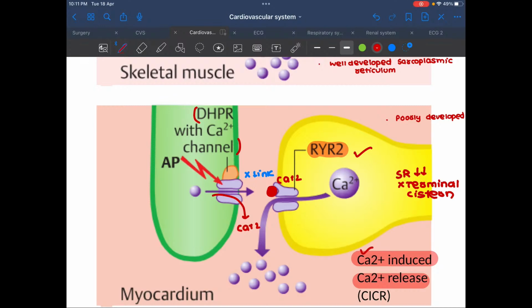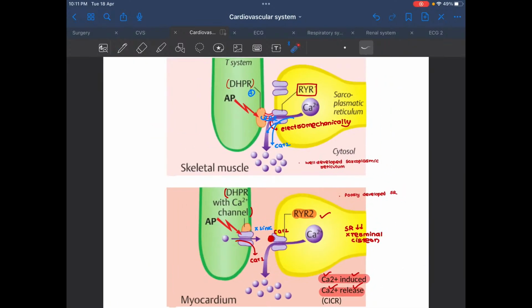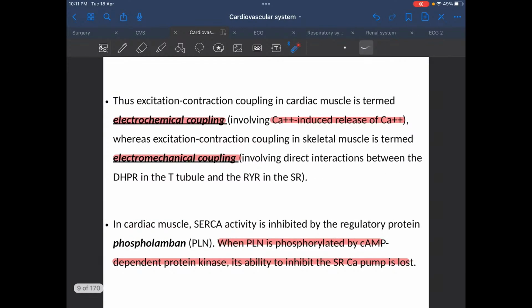So that's known as calcium-induced calcium release, CICR. When I say electromechanical coupling, that happens in the skeletal muscle. When I say electrochemical coupling, because this ligand is a chemical, that's your calcium, then that is in the case of your myocardium. Okay? So let's just see. We have electrochemical coupling involving calcium-induced calcium release in the case of your cardiac muscles, and you had electromechanical coupling, that is why the DHPR and the ryanodine type 1 receptor, that is seen in your skeletal muscles.